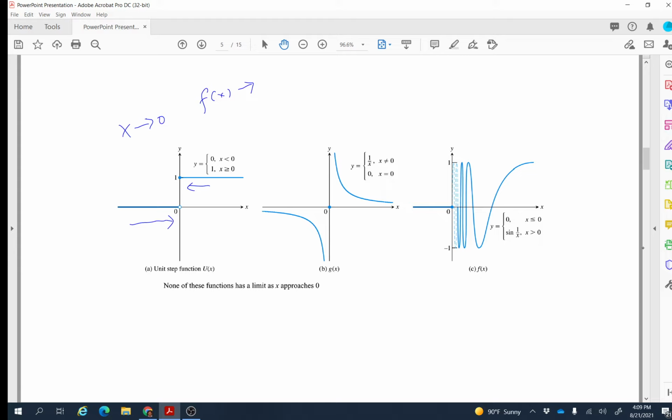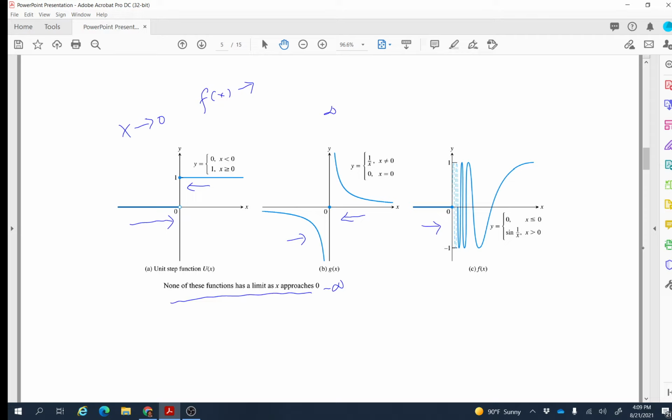Same thing is true for the second one. Look here, when x approaches 0 from the right side, the value is going up, and from the left side the value is going down, so they are two different values. Whenever it's approaching two different values, the limit is not possible. In this example, when x approaches 0 from the left side, the value is 0, but from the right side it is fluctuating between -1 and +1. So they are not giving you a unique value from both directions. That's the reason none of these functions has a limit as x approaches 0.